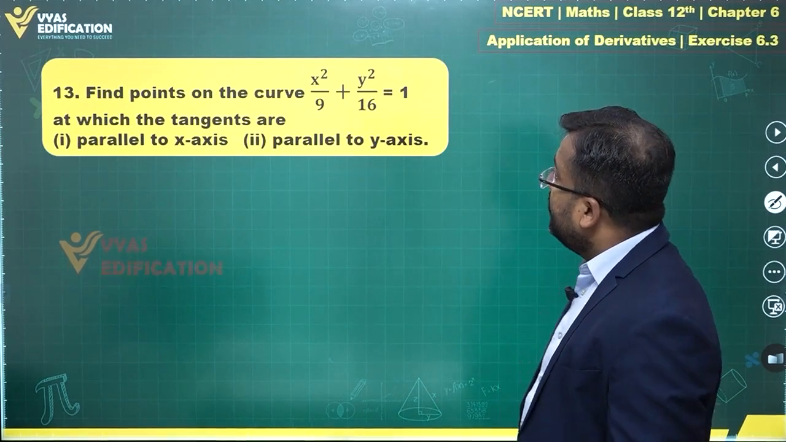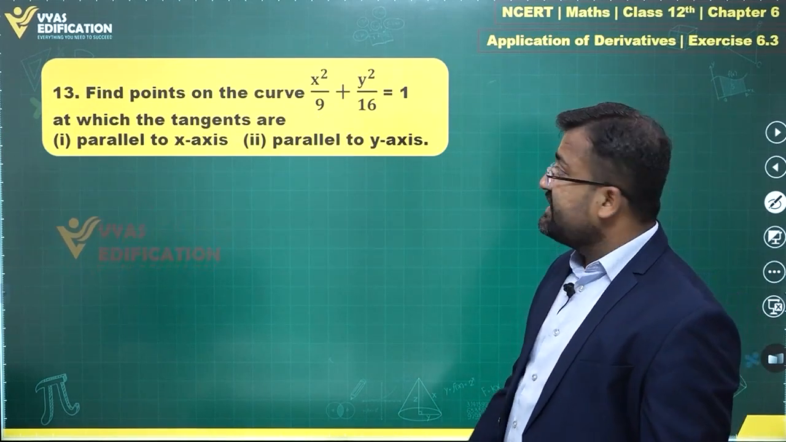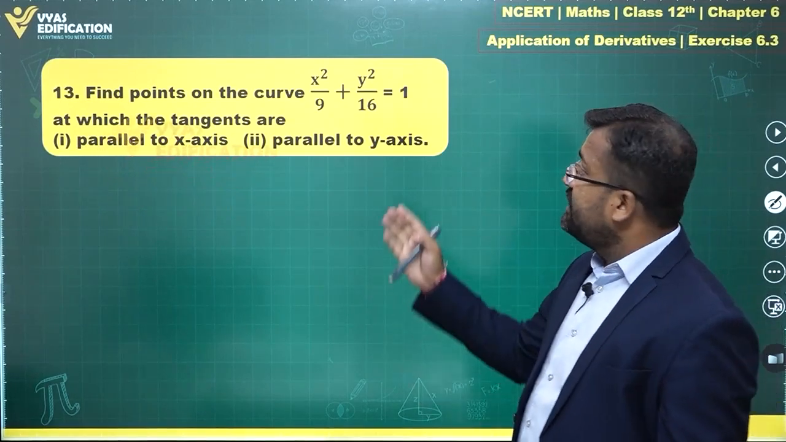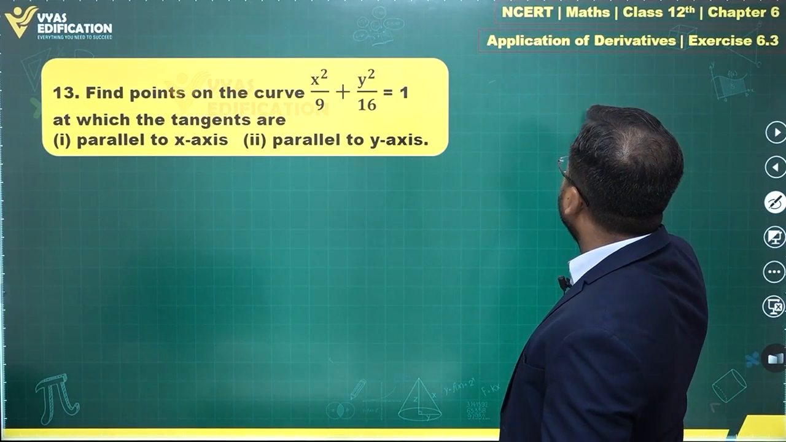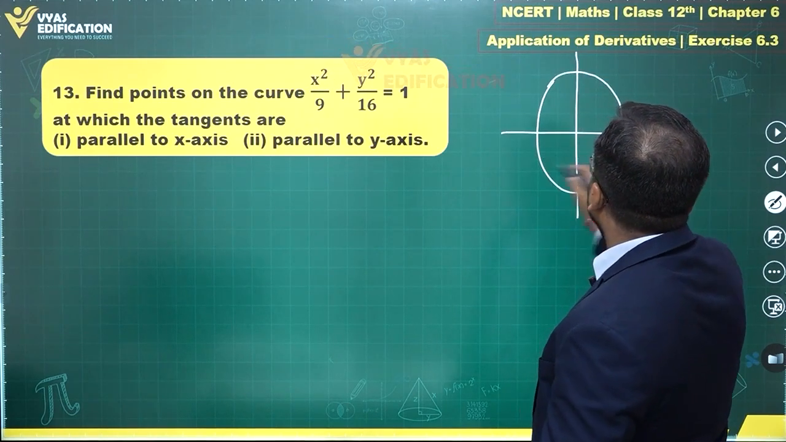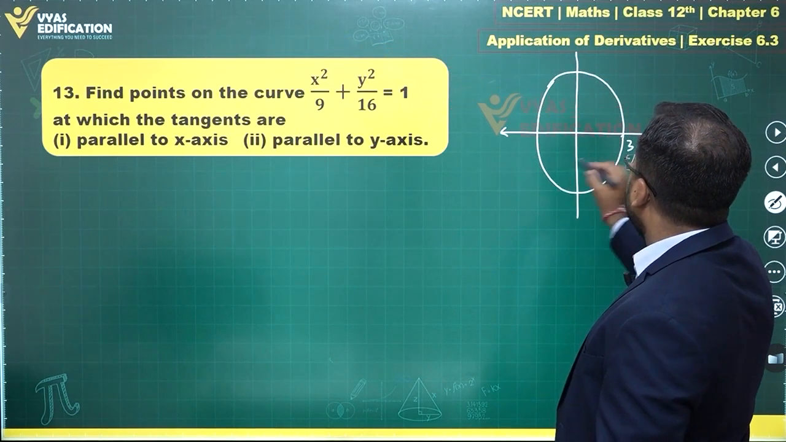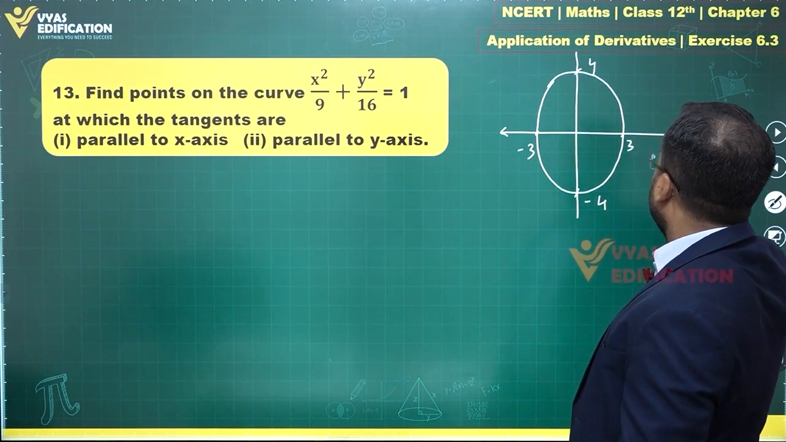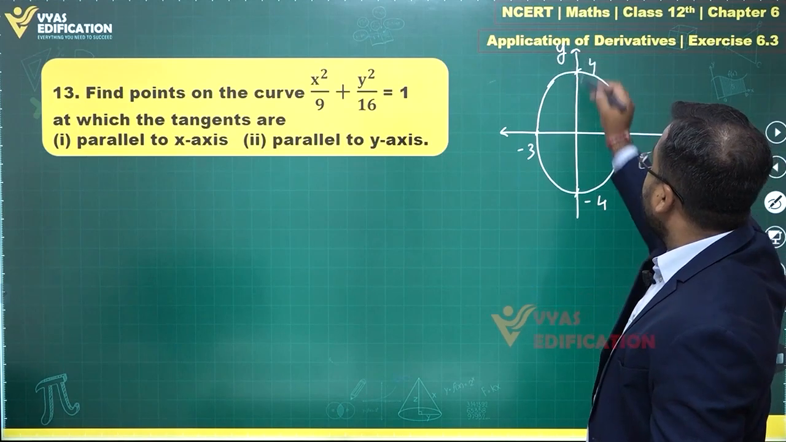Where the minor axis endpoints are on the x-axis and those are plus minus 3, 0, and major axis endpoints are 0, plus minus 4. What you'll get is this kind of a vertical ellipse. This is what I'll be getting, and please note this point is 3, this point is minus 3, this point is 4, this is minus 4. Okay, this is x-axis, this is y-axis.